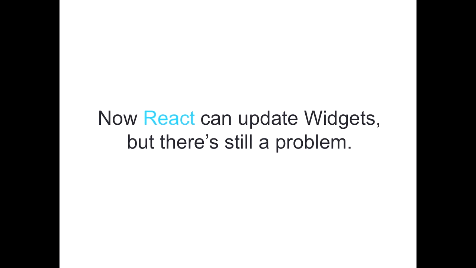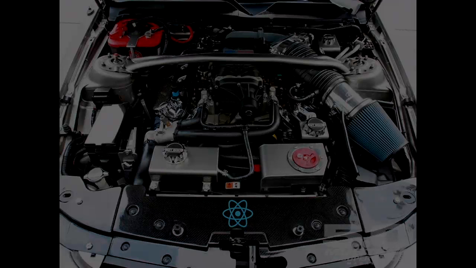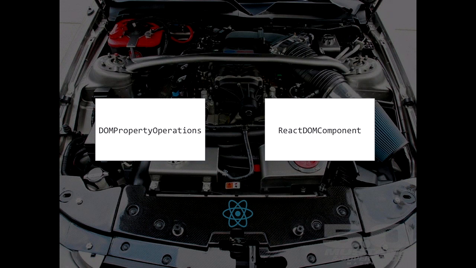So now React can update widgets, but there's still a problem. That approach alone wasn't enough because all the DOM stuff inside of React is designed to emit HTML strings, at least initially. It emits HTML. And we don't need HTML. We need JSON. So we needed to open it up under the hood, take a look at the internals, and we found there were 2 objects.